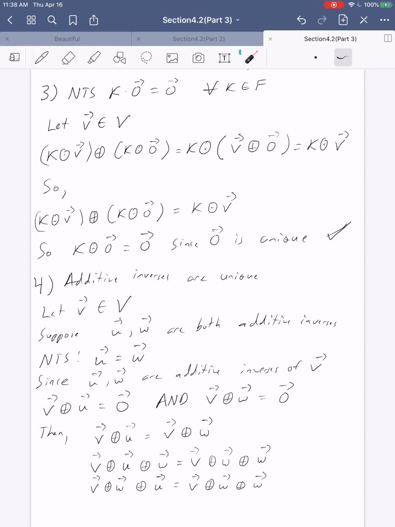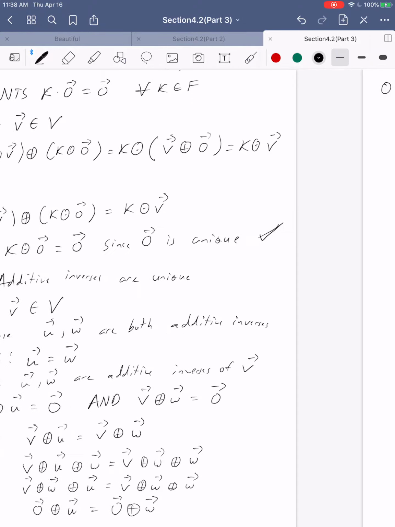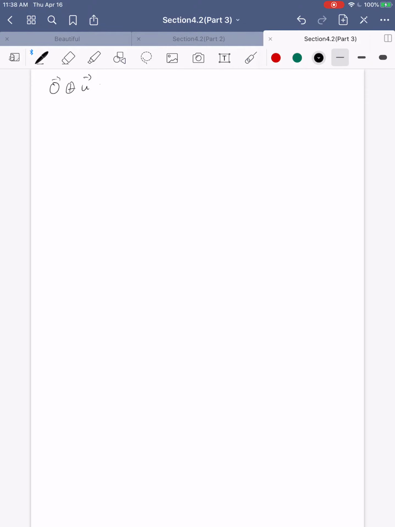But now let's use the properties that these things are additive inverses. We know that V plus W is the 0 vector. So this is the 0 vector and this is the 0 vector. So that would be 0 plus U equals 0 plus W, just by recognizing that any V plus W is the 0 vector. Well, what happens when you add the 0 vector to a vector? It doesn't change anything. So we had 0 plus U equals 0 plus W. That tells us that U equals W.